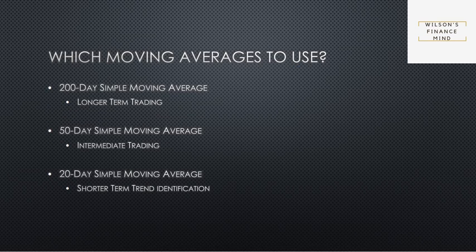Which ones do we use? We believe the 200 and 20-day simple moving averages are your best. 200 allows you to look at longer term trading setups. The 50-day is more for the swing trader and intermediate trading setups. And the 20-day we utilize more for the term of momentum being identified. So shorter term traders can use it. It's not necessarily my best form though of using a moving average.